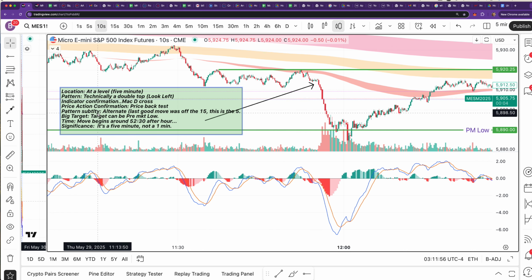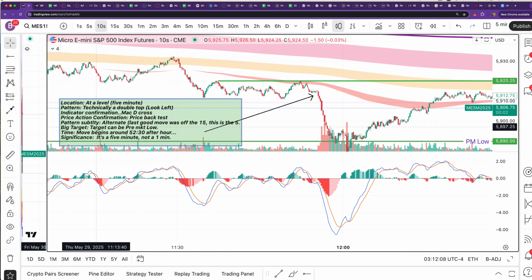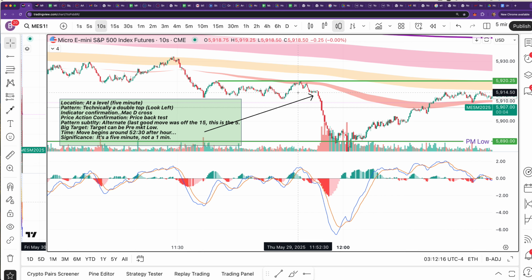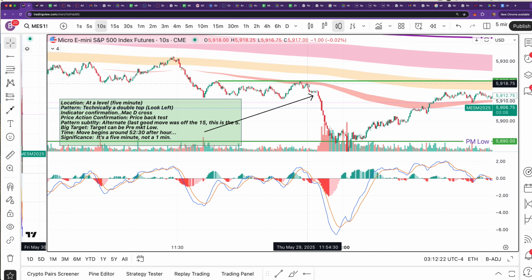We have pattern subtlety. We have an alternate level. The last level was 15, this level's a 5. Big target. We have a nice big target under us to go for. Time significance. The time that the thing set up was about 52 and a half after the hour. That's very significant. A lot of patterns set up at 52 and a half after the hour. Just something you notice after a while. And then significance. It's a 5 minute level, not a 1 minute level.